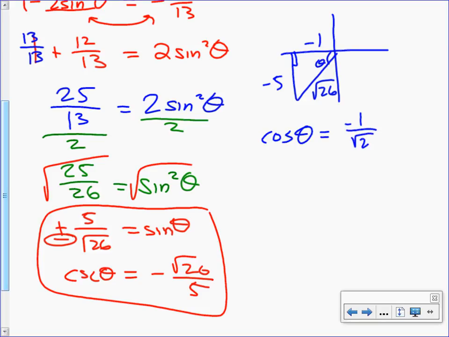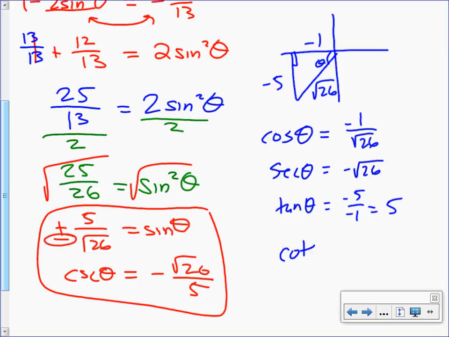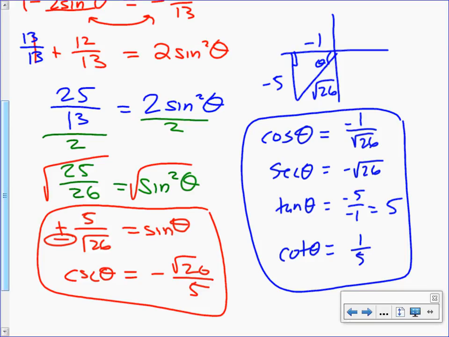Here's the cosine, and secant is the inverse, which is negative root 26. Very good. Which means tangent is negative 5 over negative 1, which is just 5, which means cotangent is 1 over 5. And there's the other 4. Or use the fundamental identities. At this point, I don't care. Use triangles and identities, whatever.